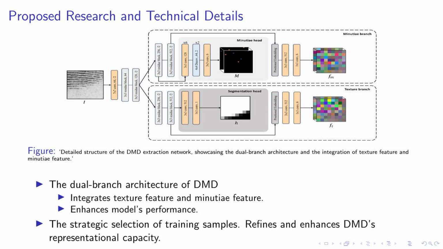In addition to this, we have strategically selected our training samples. This strategic selection has been instrumental in refining and enhancing the representational capacity of DMD. In essence, our approach combines a unique architecture with a thoughtful selection of training samples to create a robust and efficient model. This model not only performs well, but also provides a deeper understanding of fingerprint matching.